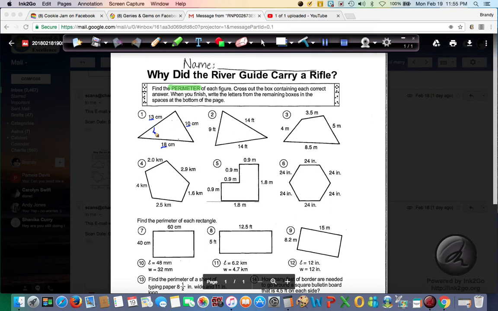So it would be 13 plus 18 plus 10. Now remember, because we're dealing with just addition, it doesn't matter the order in which you add them, right? We have a whole law, a property, the commutative property of addition, that says it doesn't matter which way we add them, you just have to add all the pieces.